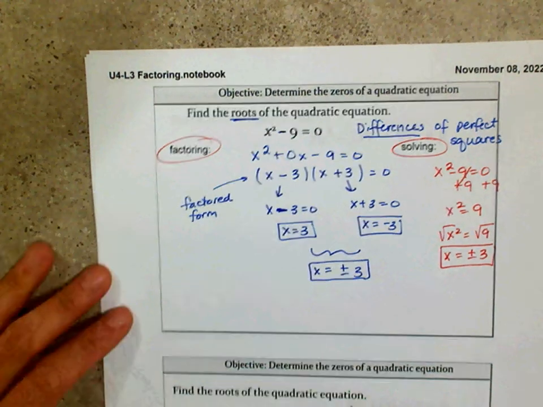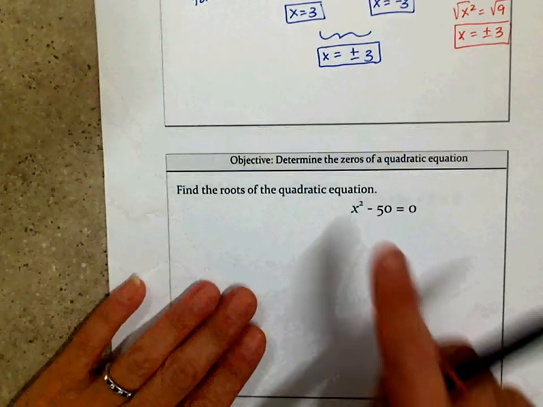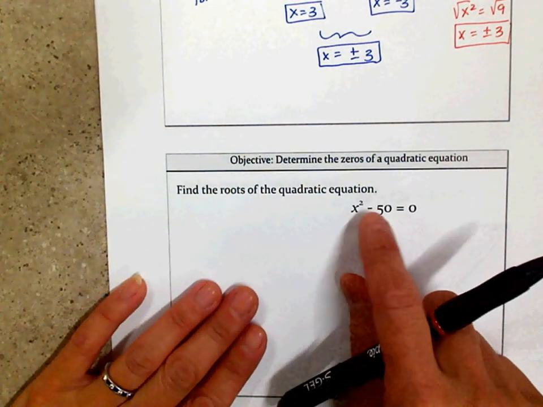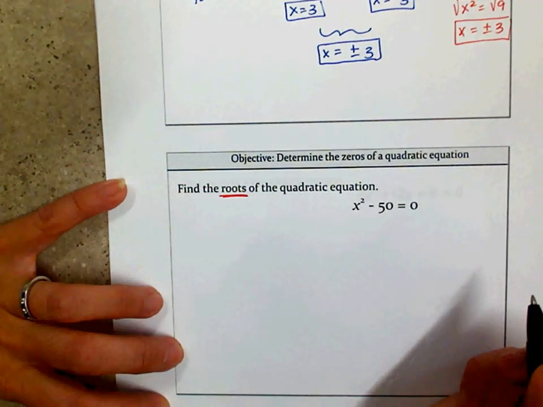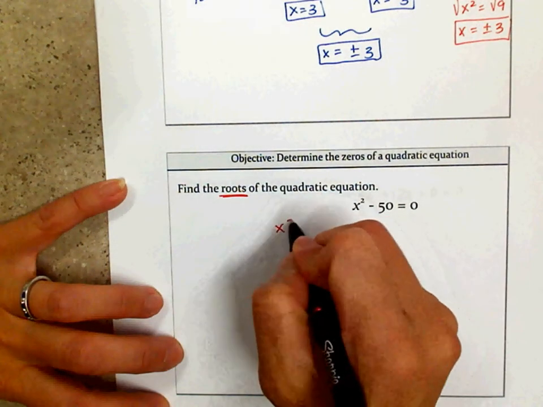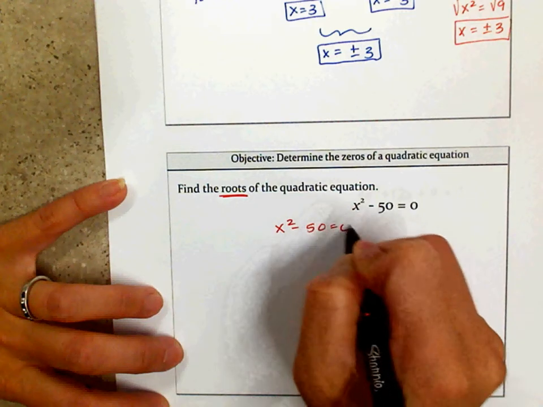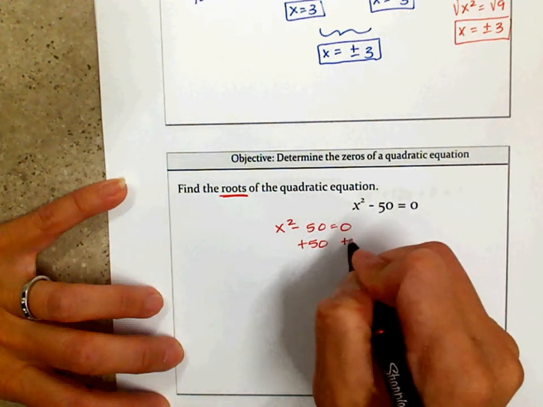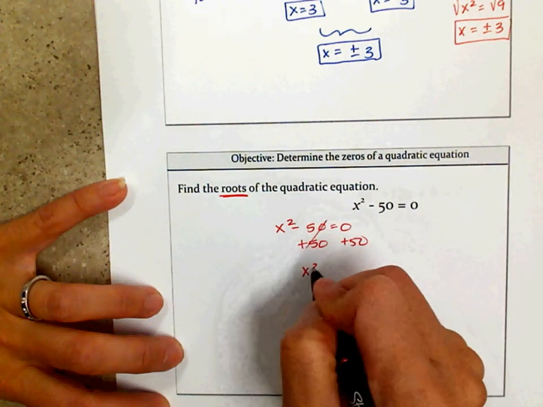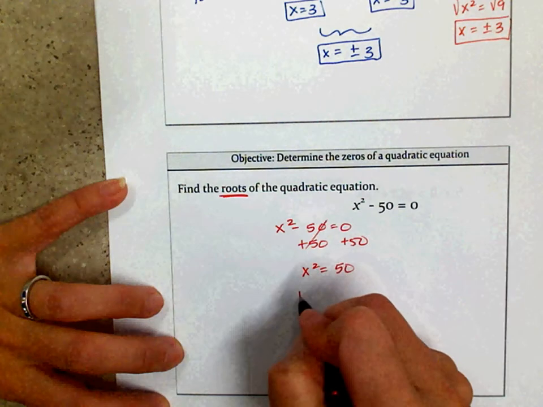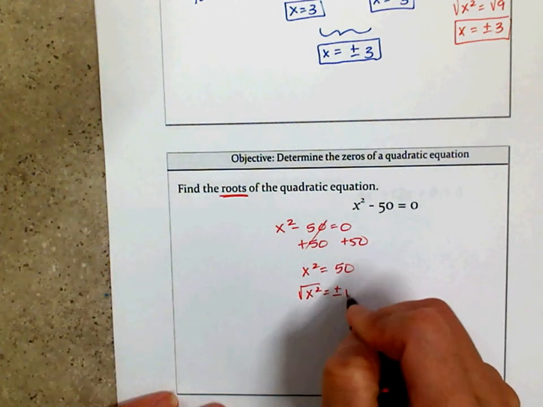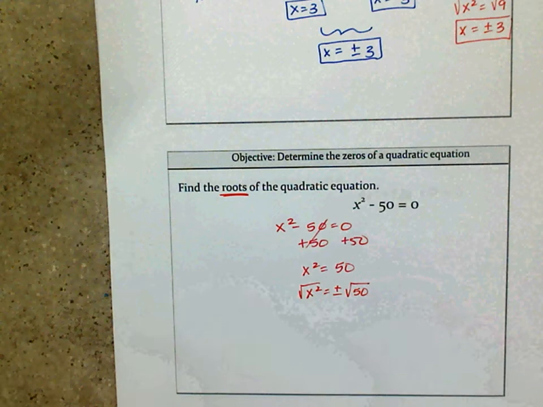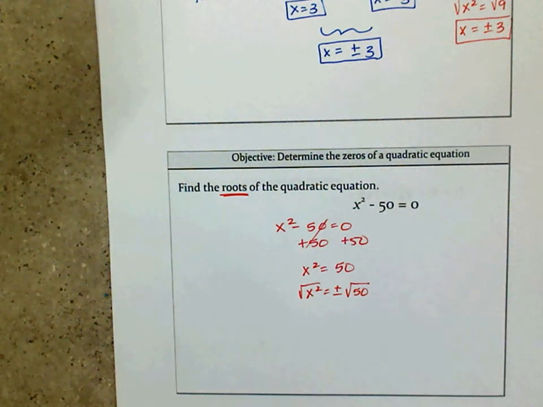All right, next example. Perfect squares, not a perfect square, but there's a minus. Now, read the directions. What did it say to do? Find the roots. So I'm just going to solve. Add 50 to both sides. x squared is equal to 50. Square root. Okay. When you square root, you have two answers.